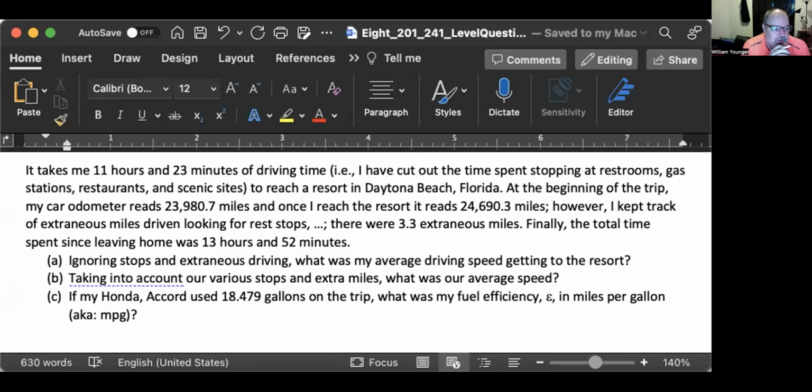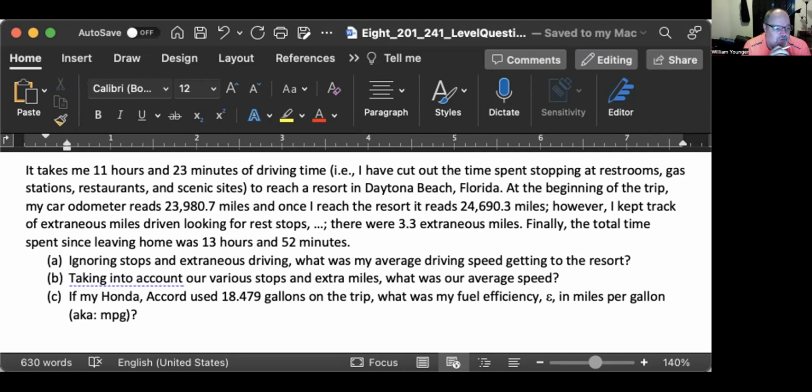At the beginning of the trip, my car odometer reads 23,980.7 miles. And once I reach the resort, it reads 24,690.3 miles. However, I kept track of extraneous miles driven, looking for rest stops and so on and so forth. There were 3.3 extraneous miles. Finally, the total time spent leaving home was 13 hours and 52 minutes. In other words, that's the total amount of time I was actually away from home until I arrived at the resort. So that'll come in handy later.